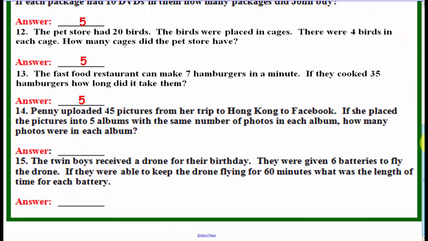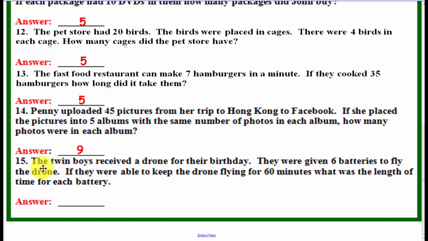Let's slide down a little bit more here. Now, Penny uploaded 45 pictures from her trip to Hong Kong to Facebook. If she placed the pictures into 5 albums with the same number of photos in each album, how many photos were in each album? And your answer here should have been 9, right? Because 5 times 9 is 45.